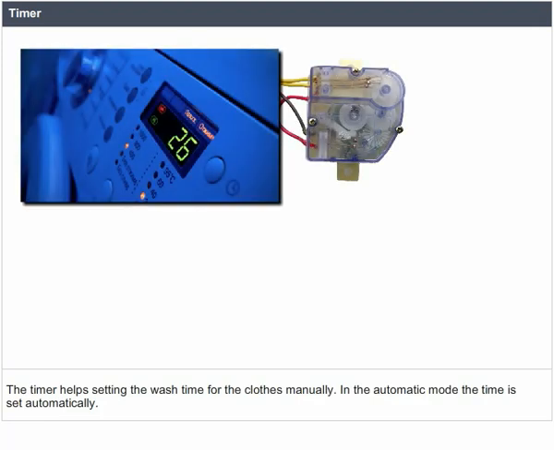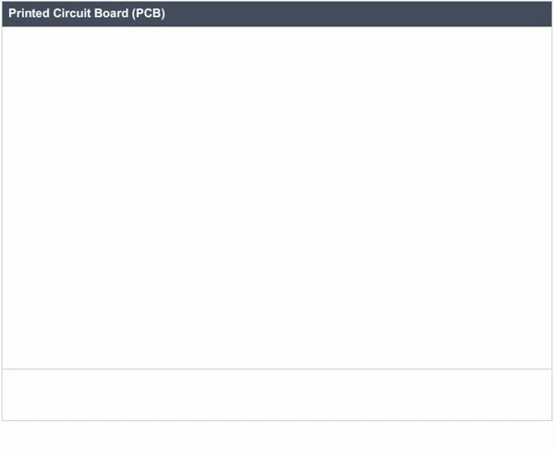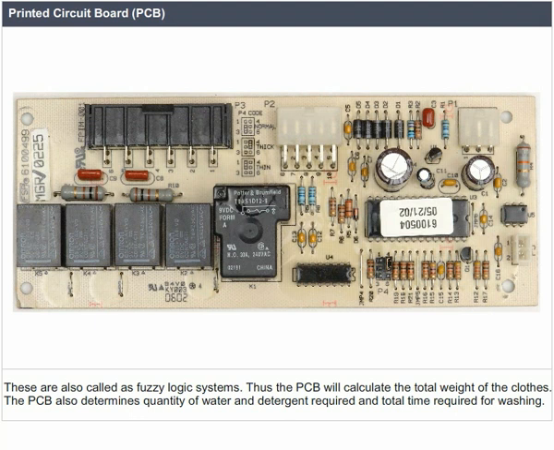Timer. The timer helps in setting the wash time for the clothes manually. In the automatic mode of the timer, it is set automatically. It gets set depending upon the number of clothes inside the washing machine. Printed circuit board. The PCB comprises various electronic components and circuits. They are sort of artificial intelligence devices. They sense various external conditions and take decisions accordingly. These are also called fuzzy logic systems. Thus, the PCB will calculate the total weight of the clothes. The PCB also determines the quantity of water and detergent required and the total time required for washing.